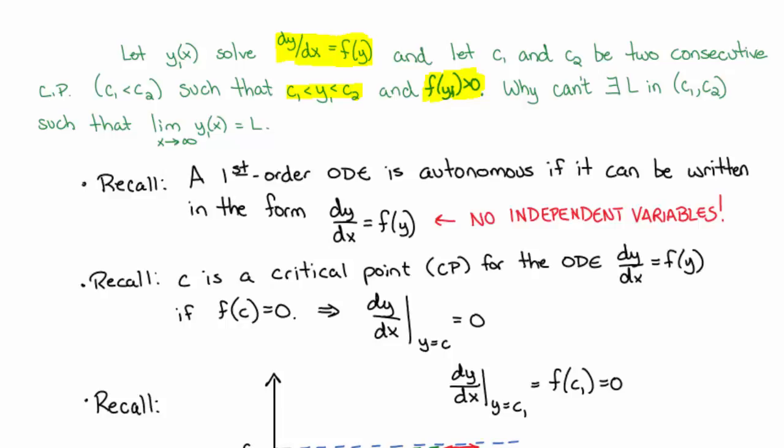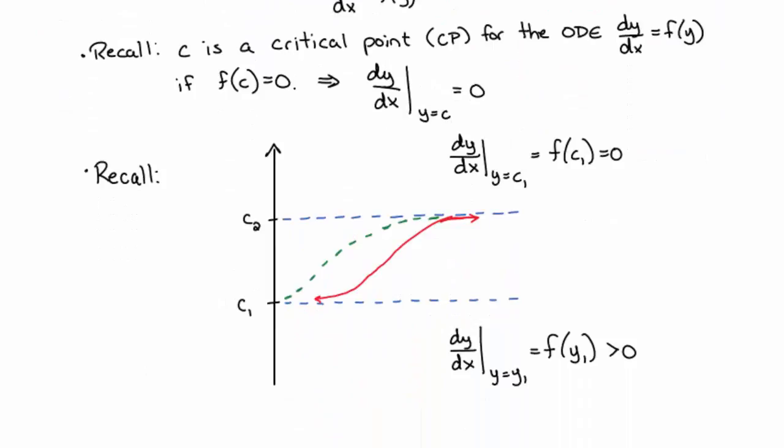The last little sentence in green there: why can't there exist, that's what that backwards capital E means, some L in the open interval C1 and C2, so some y value, such that the limit as x goes to infinity, glancing to the right and looking at the behavior of our solutions, why can't there be an L in this region, such that as x goes to infinity, our solution approaches that L?